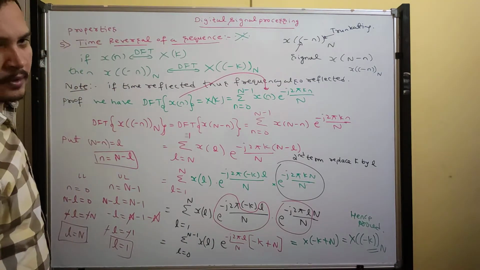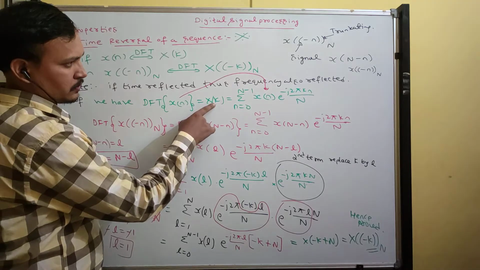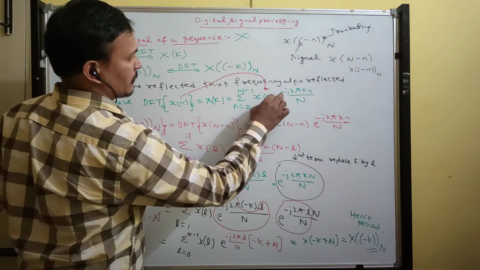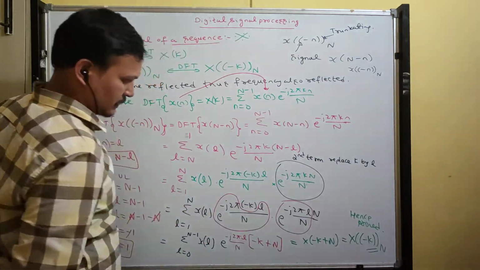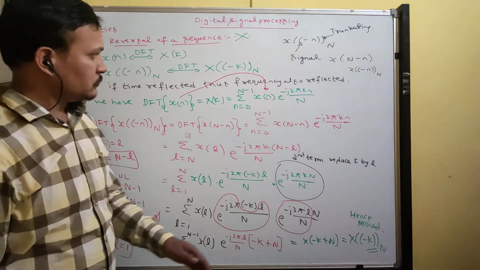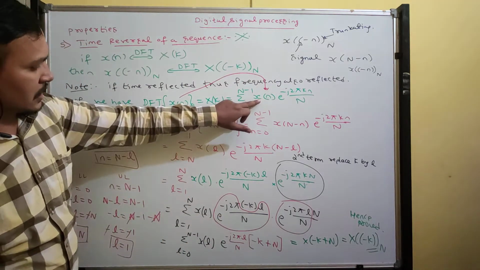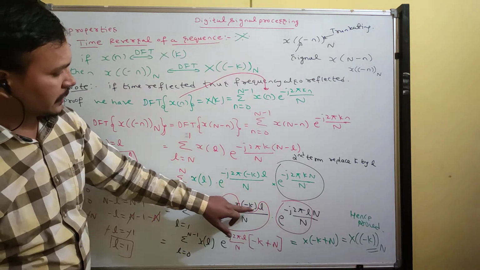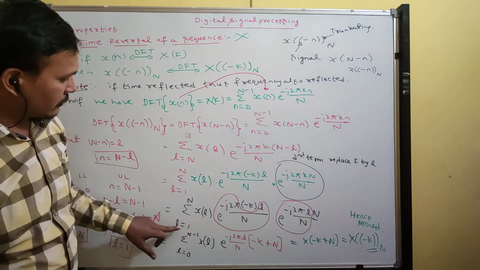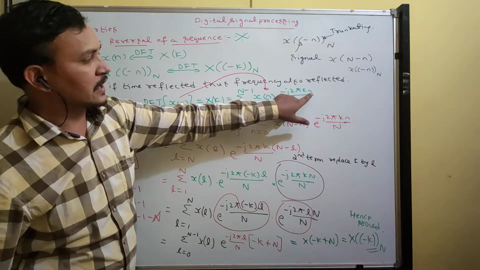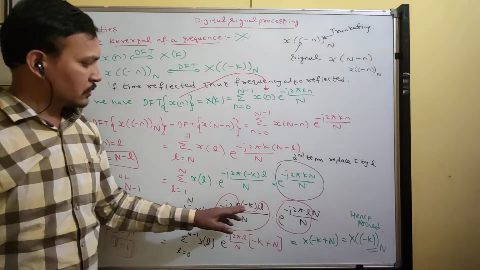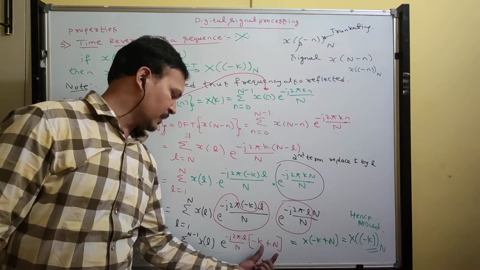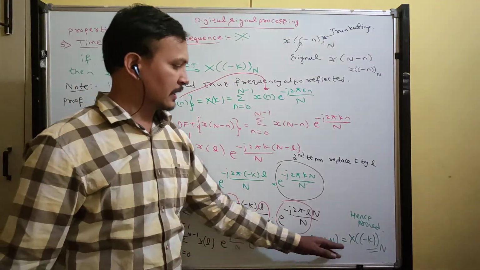Now look here, the formula: X of k is equal to summation n equals 0 to n minus 1, x of n e power minus j 2 pi k n by n. So in this way, here we have x of n e power minus j 2 pi by n, we have taken e power minus j 2 pi k l by n. l is here, so we have taken l. See, the limit is n here, outside n is here. So we have limit l. So the remaining thing we can write like this. So got it. So minus k plus n, that can be rewritten like this.